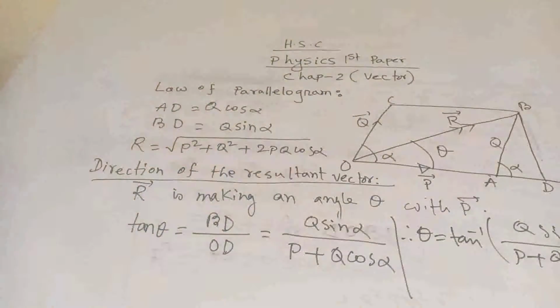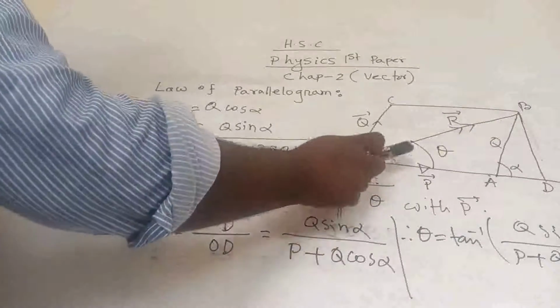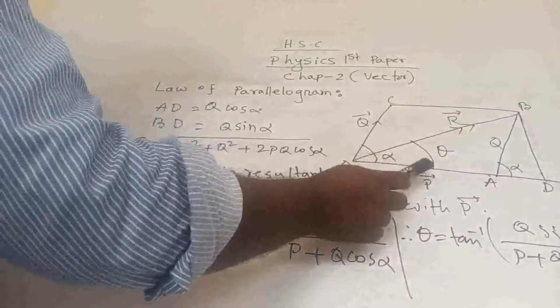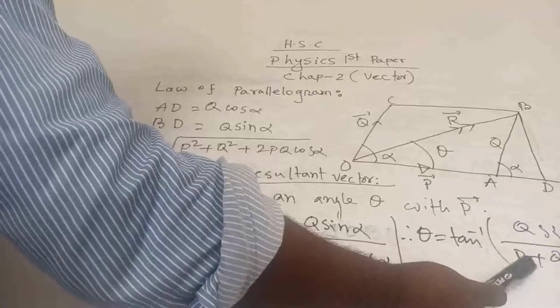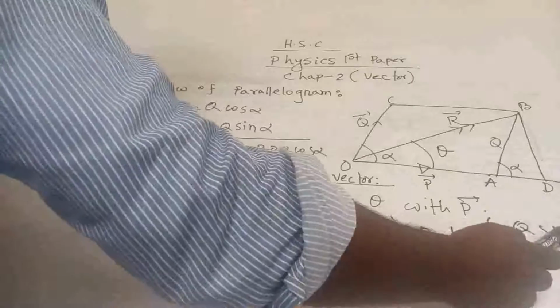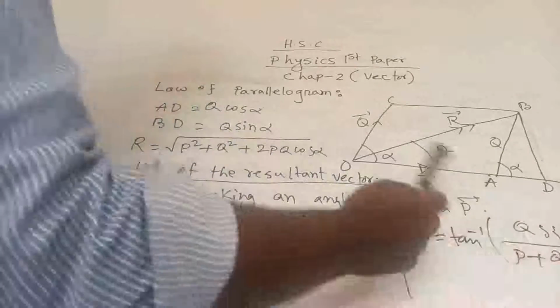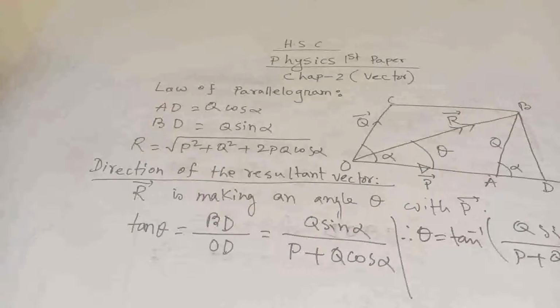You should keep in mind that we have calculated the angle with P. For easiness, keep in mind that if we make an angle theta with the P vector, then P will be single. On the up, Q sin alpha, on the down, P plus Q cos alpha. This is the short technique by which you can memorize the formula so that you can use the formula very quickly.